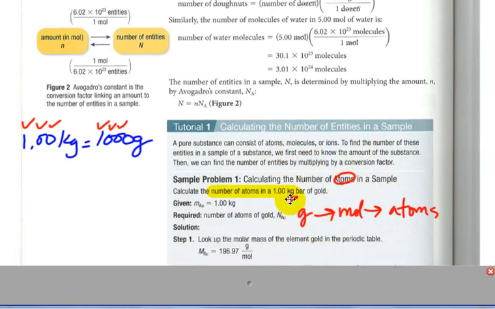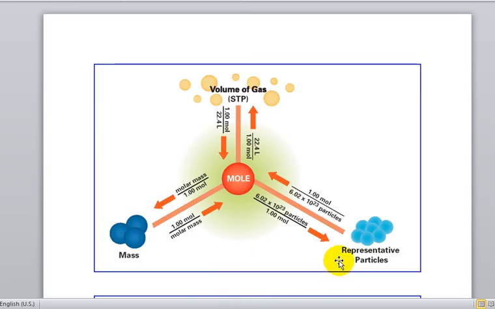So if we look at this example, calculate the number of atoms in a sample of gold, and we have 1 kilogram of it. Now, of course, a kilogram is 1,000 grams. So here we're talking about 1,000 grams. To go to atoms, or representative particles, starting off with grams, there are 2 steps we have to do. We have to change to moles first of all, and then use the factor of 6.02 times 10 to the 23rd to figure out how many atoms we're dealing with. So it's a 2-step conversion.